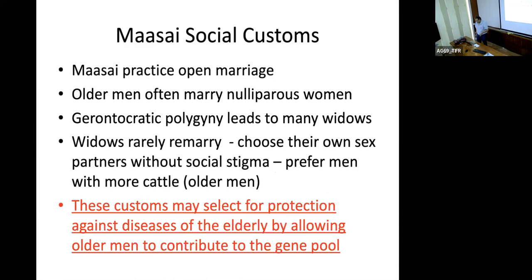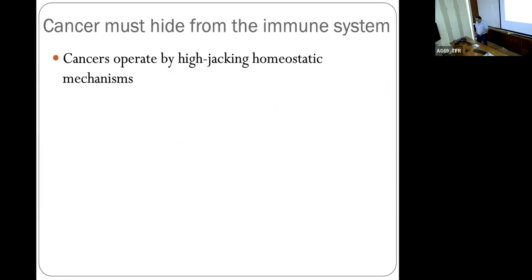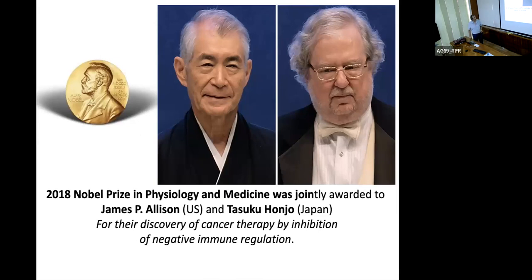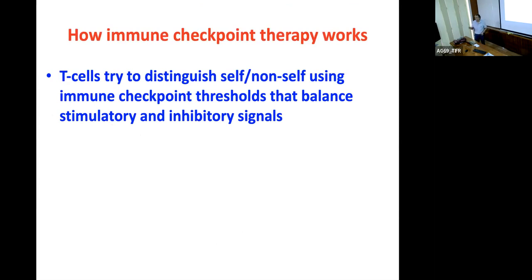Let's skip the immune system stuff. We don't need to worry about that. All right, so these two gentlemen got the Nobel Prize in Physiology and Medicine for something called negative immune regulation. And how that therapy works is that the purpose of your immune system is to distinguish you from not you. Very simple. You know, a virus is not you, and you is you. So your body has mechanisms to tell the immune cells, don't kill me, I'm a good person. And the immune system checks to see if that's true.